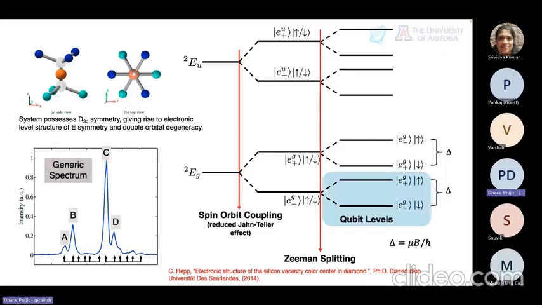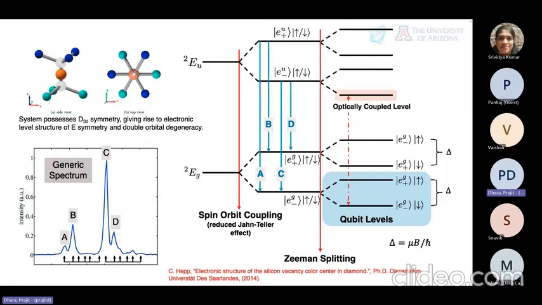Of these states you usually choose these two bottom levels, which are spin resolved under a magnetic field, to be your qubit levels, separated by this delta which is tunable by a magnetic field, and you can use the optical transitions to address the system. The most prominent optical transition is the C transition, as shown over here, which is an optically coupled level that's good for a bunch of different protocols that can be demonstrated with the system.